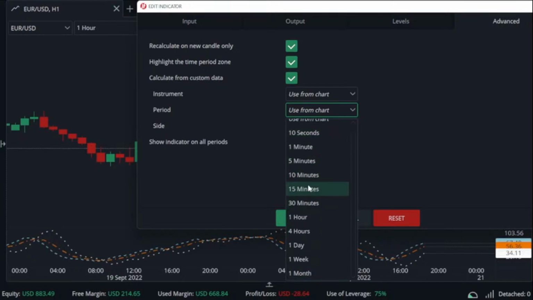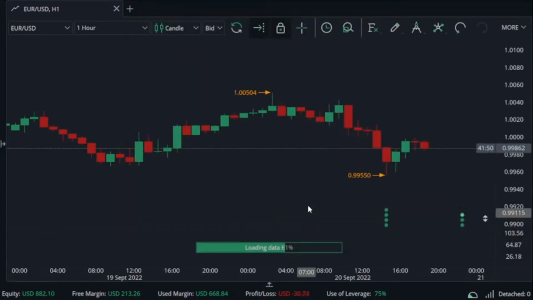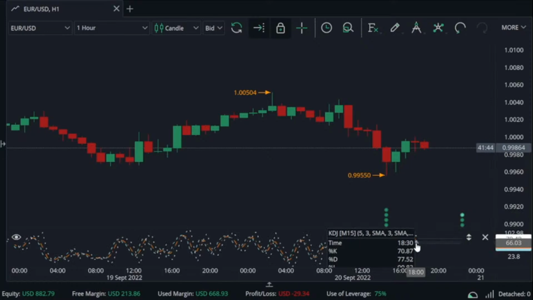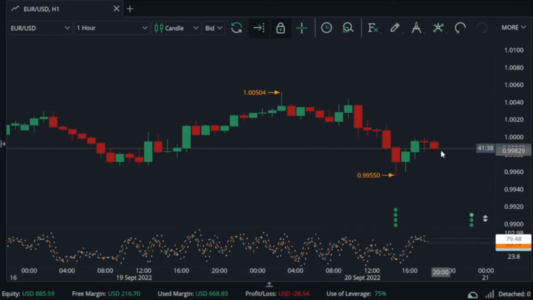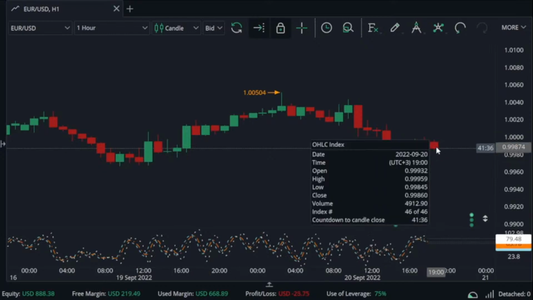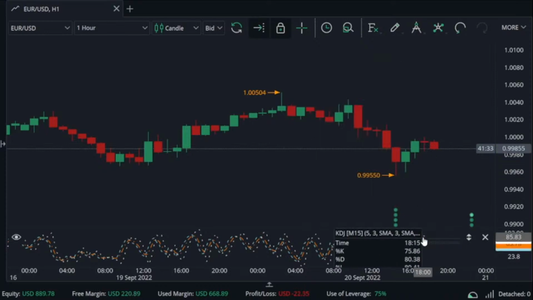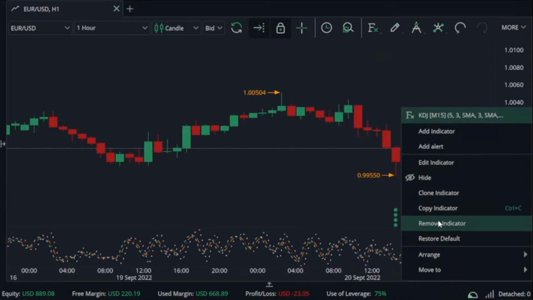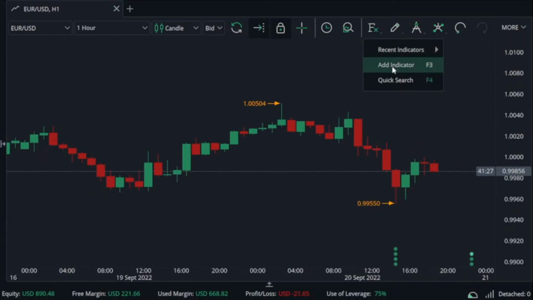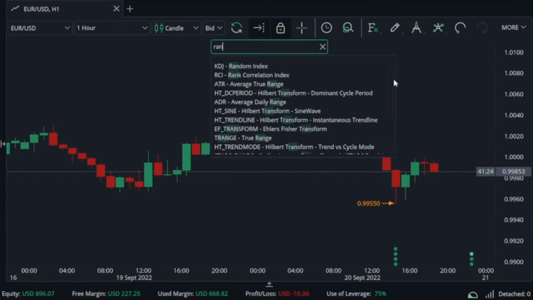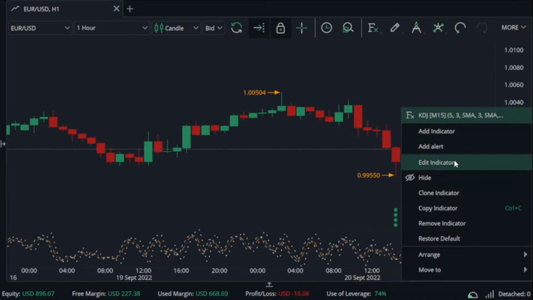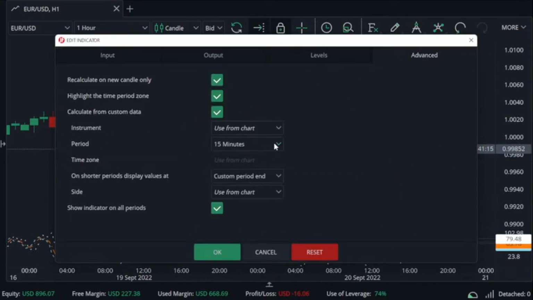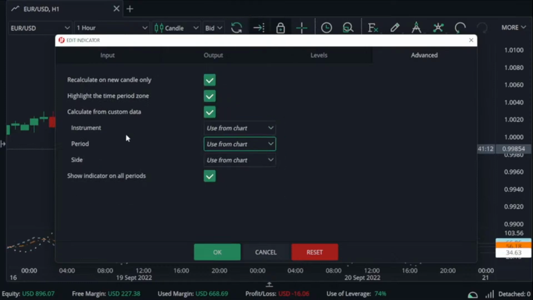Suppose you want the calculation to be done for 15 minutes, regardless of the chart's candle time frame, you can do that. Now here this output is being defined using 15 minutes as the candle period, whereas this chart has hourly as its defined candle period. So this is different. You can do that. Oh, I'll have to add it again. All right, it's back. I will restore it back to use from the chart.